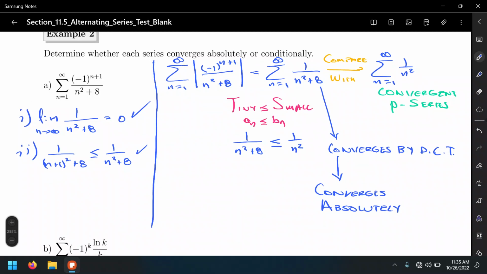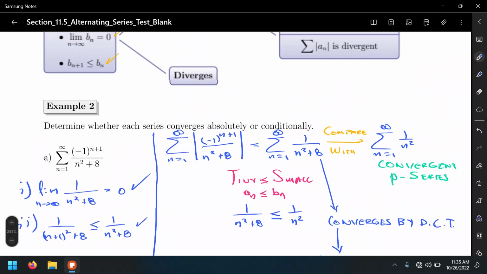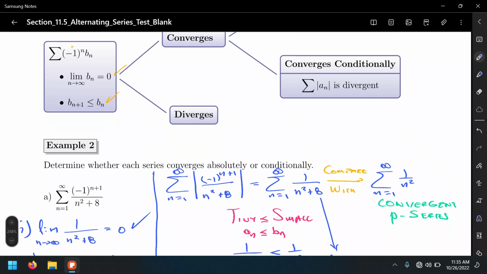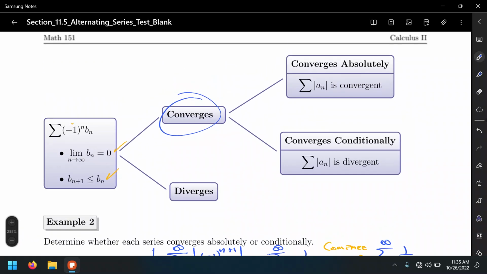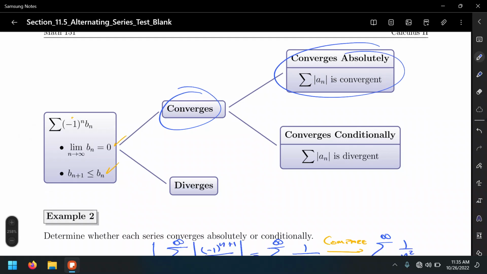Let's check with the diagram here, with the flow chart that we have at the top of the page. Again, we checked the two conditions. This series met the two conditions for convergence, so we went the converges route. From here, we had two options. Number one, to converge absolutely whenever the series of the absolute value converges, which was the case this time.